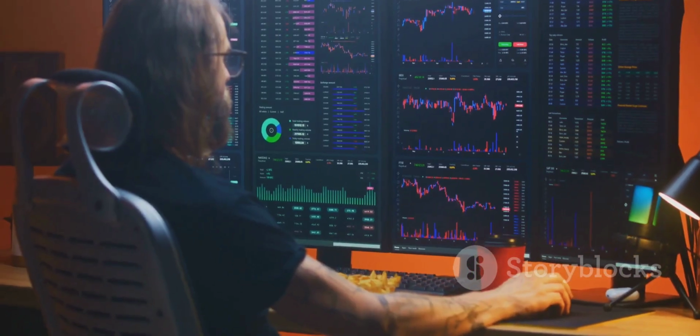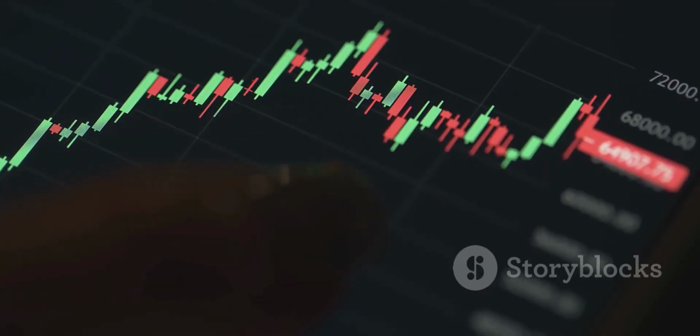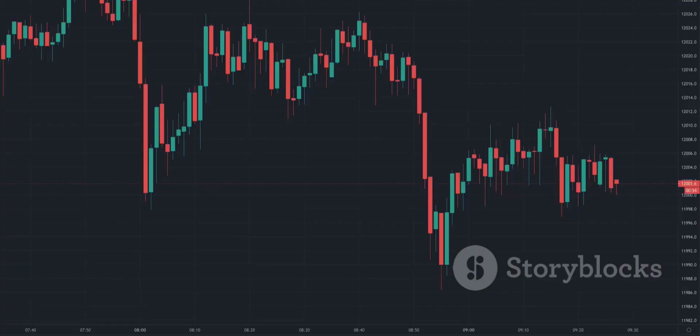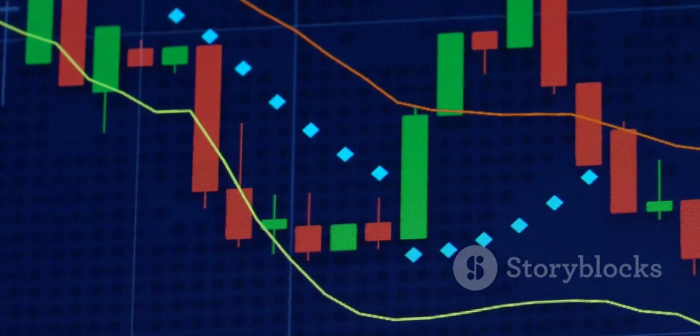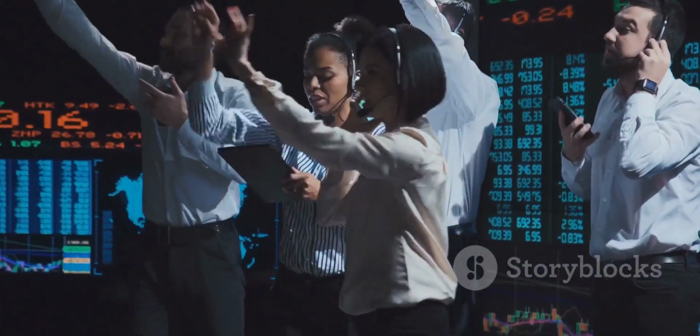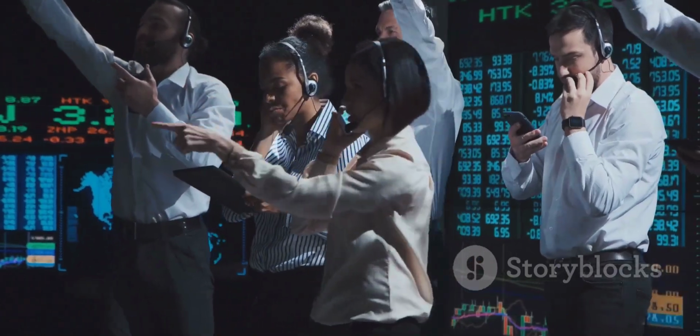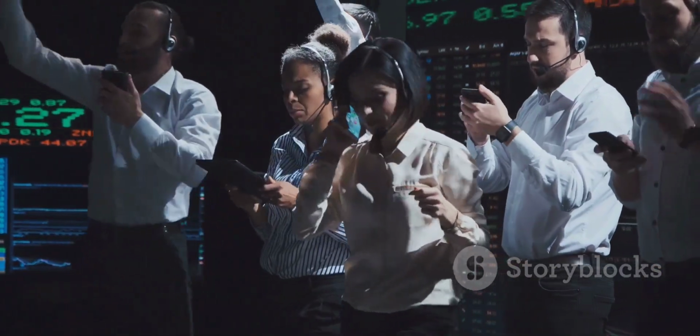Why are these patterns so important? They are a form of technical analysis. This means we are studying past price movements to predict future ones. Candlestick patterns are visual representations of market psychology. They show the battle between buyers, or bulls, and sellers, or bears, in a way that is easy to see.